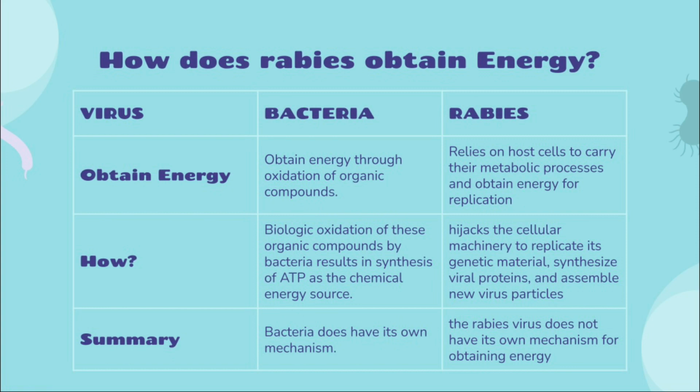This process takes place solely within the host cell's cytoplasm and is powered by the host cell's energy-generating systems, such as glycolysis and oxidative phosphorylation. Specifically, the rabies virus uses the host cell's metabolic processes and resources to produce adenosine triphosphate, which is the fundamental energy currency of cells. ATP supplies the energy required for a variety of cellular functions, such as viral replication, transcription, translation, and assembly.